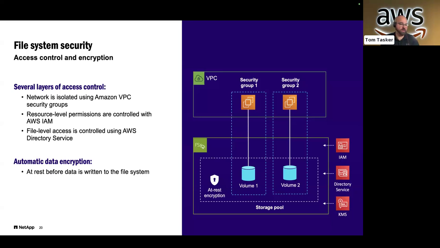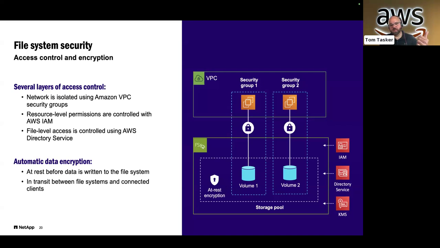You cannot create an FSx for NetApp ONTAP file system without making sure that that data is encrypted at rest using the AWS KMS service. And of course, what we want is also encryption in flight, in transit, and that is based on the protocol and the connection type that you have between your compute instance and the file system as well.